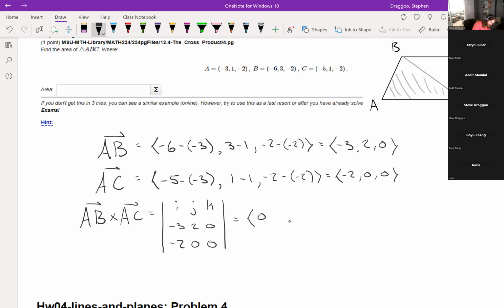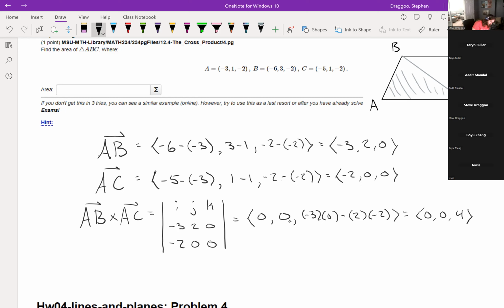So the i component is going to be 0. The j component will be 0. And then the k component, -3 times 0 is 0. -2 times -2 becomes +4. Maybe actually write that out a bit better. -3 times 0 minus 2 times -2. 0, 0, 4. That's our cross product.